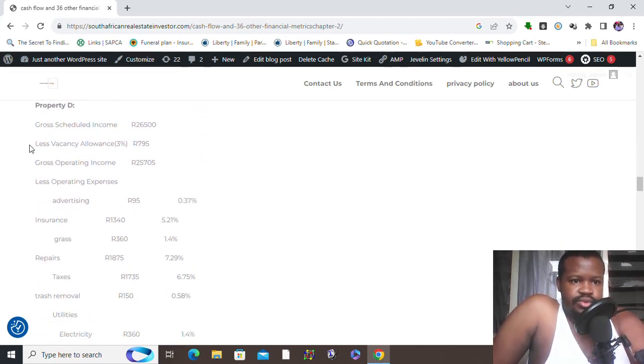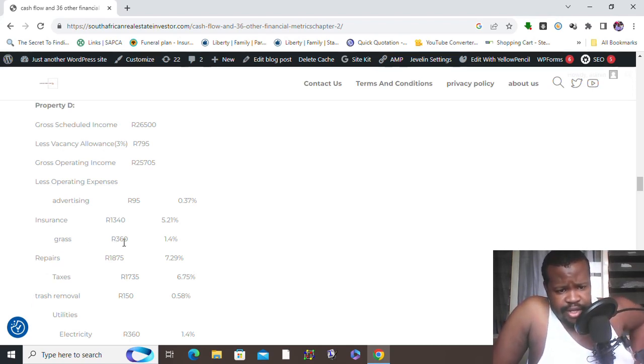Property D. The gross scheduled income of 26,500 Rand, less a 3% vacancy allowance of 795. Gross operating income of 25,705. Less operating expenses, advertising 95 Rand, 0.37%. Insurance 1,340, which is 5.21%. Grass 360, which is 1.4%. Repairs 1,875, which is 7.29%. Taxes 1,735, which is 6.75%.